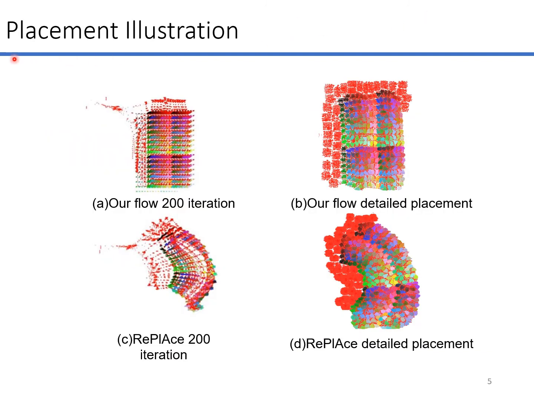Then let's have a look at the placement illustration. There are 4 figures. Figures A and B use our own method: figure A shows the global placement layout, and figure B shows the detailed placement layout. Figures C and D show the placement results using RePlAce: figure C shows the result at the global placement stage, and figure D shows the result at the detailed placement stage. It's obvious that our method can generate layouts with better regularity compared with RePlAce.